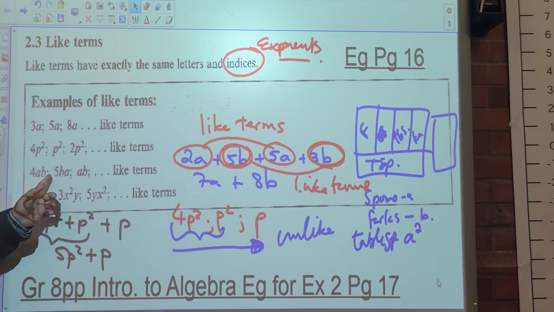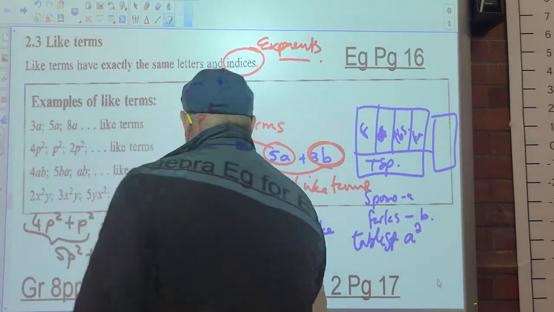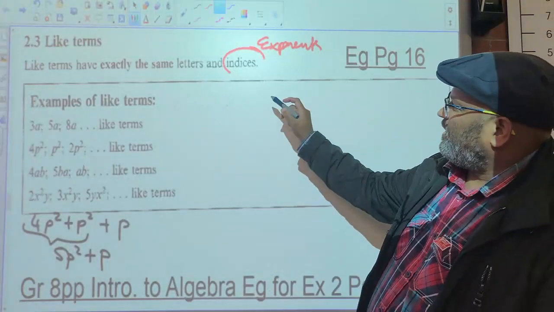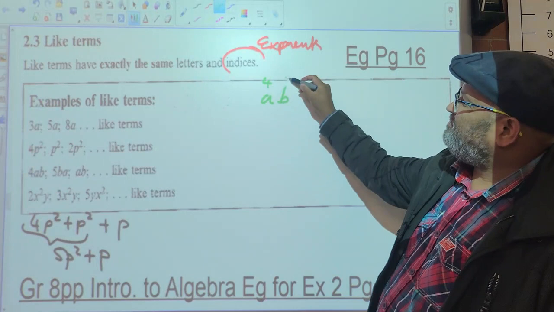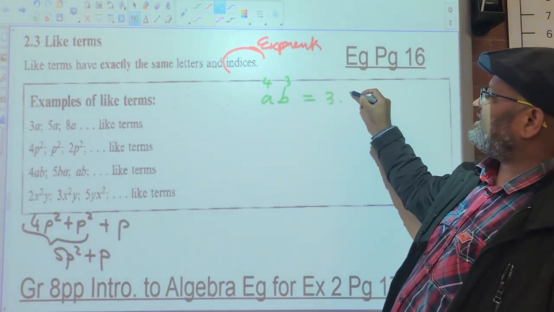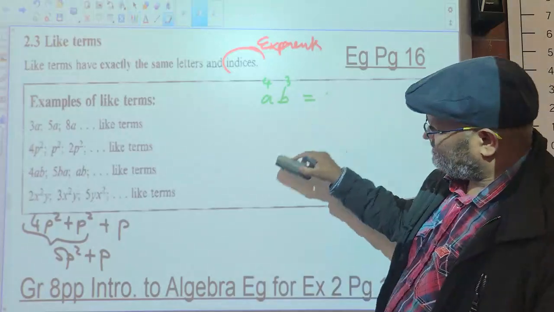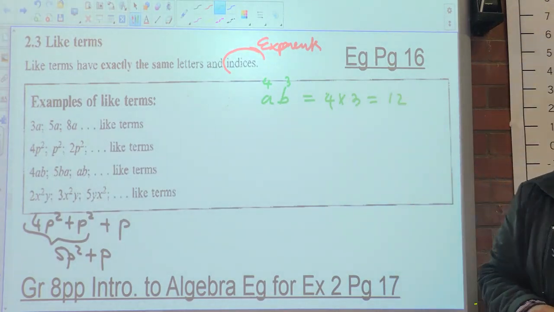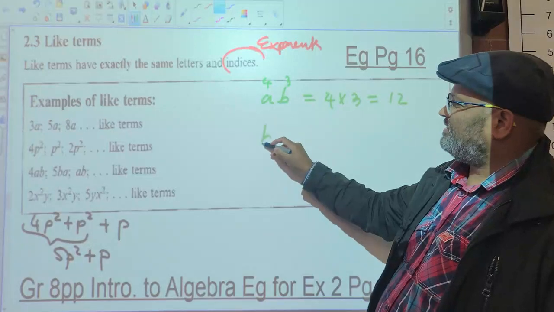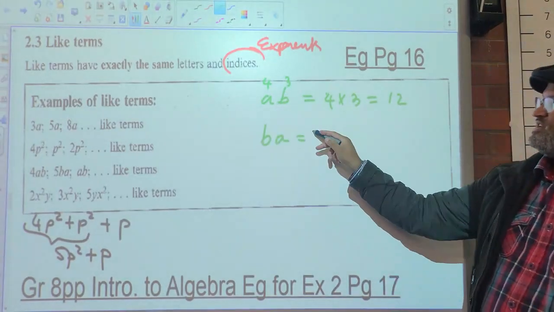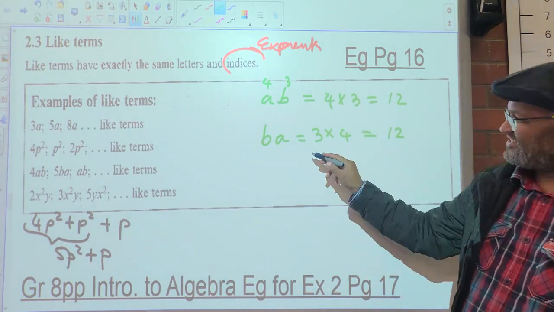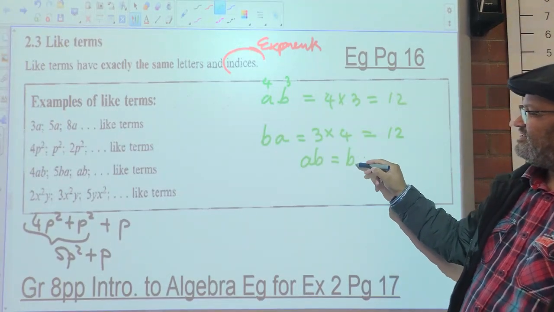So, 4AB, 5BA, AB. They're all like terms. Why is that considered like? The reason is this: if you've got A and B, say A is 4 and B is 3, then AB is 4 times 3. What's 4 times 3? 12. Now let's swap this around. You've got B times A. If B is 3, it's going to be 3 times 4. And 3 times 4 is the same. So AB is the same as BA.